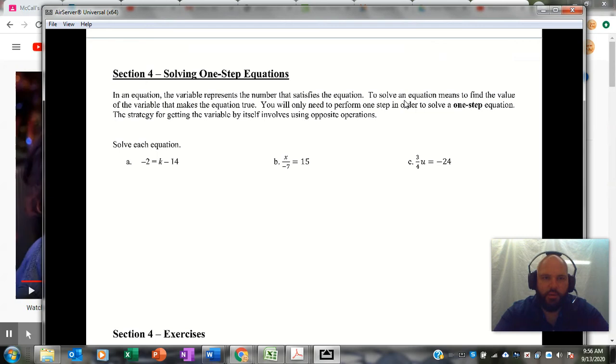Today, I am going to go over section 4, which involves solving one-step equations. In this section, it says in an equation, the variable represents the number that satisfies the equation. To solve an equation means to find the value of the variable that makes the equation true. You will only need to perform one step in order to solve one-step equations. That's why they're called one-step equations. The strategy for getting the variable by itself involves using opposite operations.